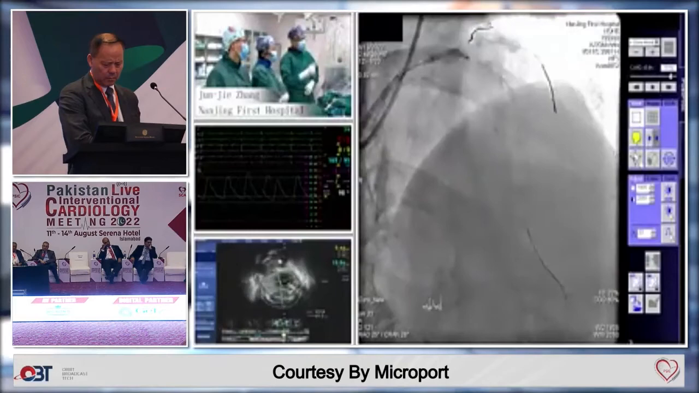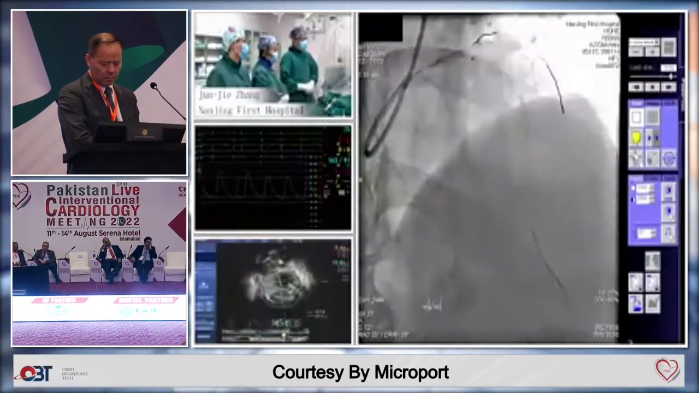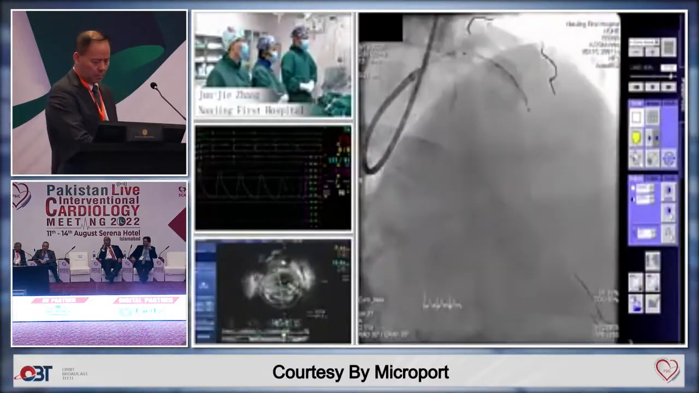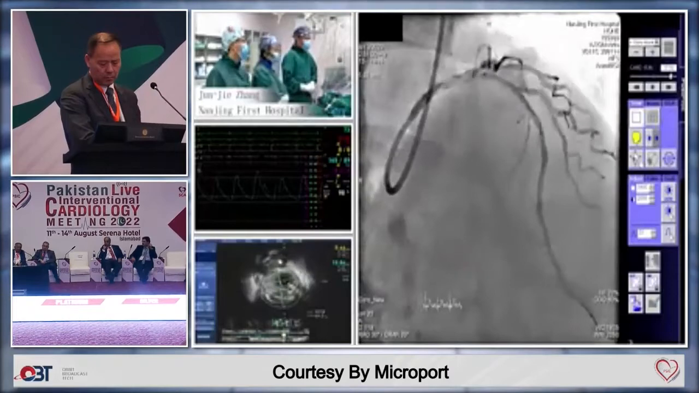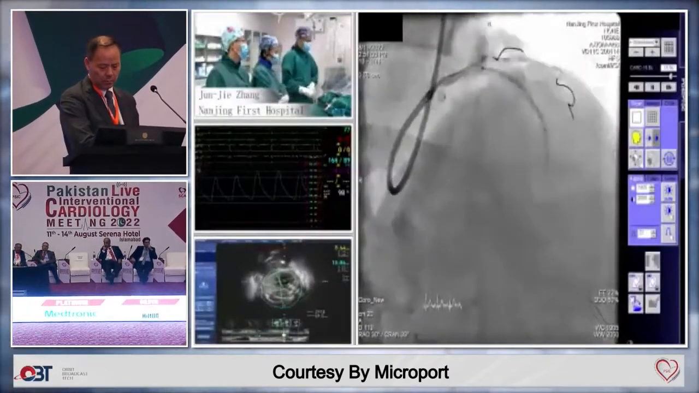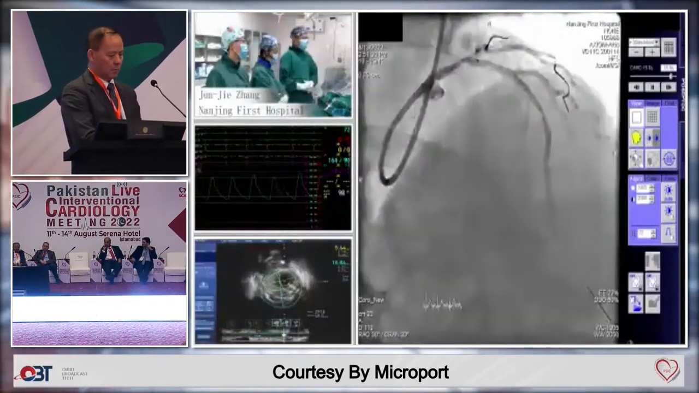So firstly, we use a 2.5 balloon to do the predilation. Jun-Jie, would you have considered ROTA if you didn't have shockwave for the distal left main? That's my first question. Secondly, did you check the EDP because the EF was low? Would you consider any support or not?